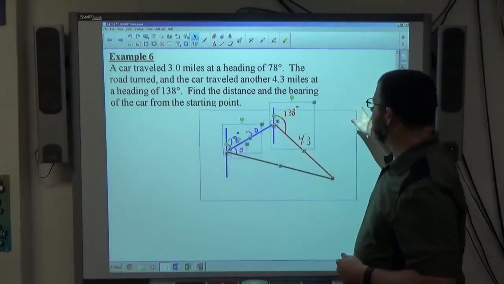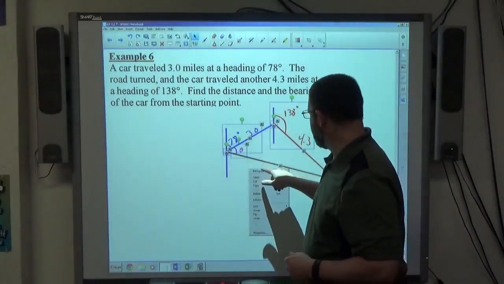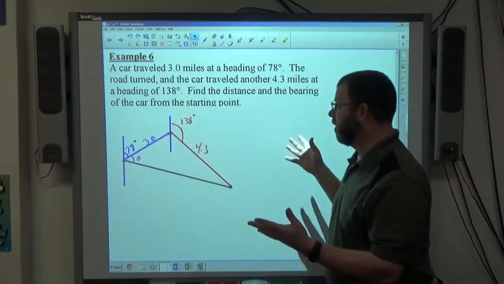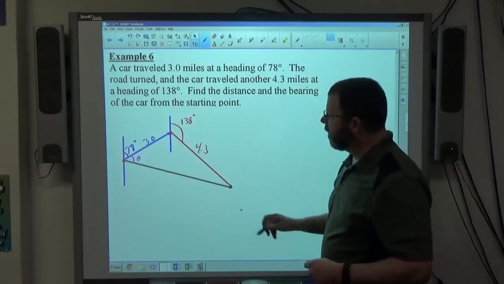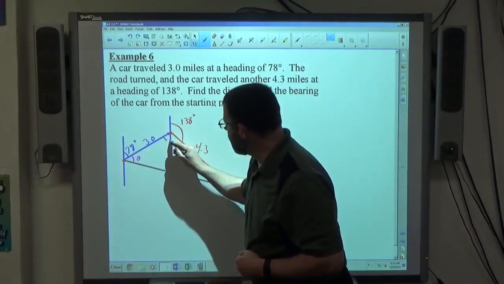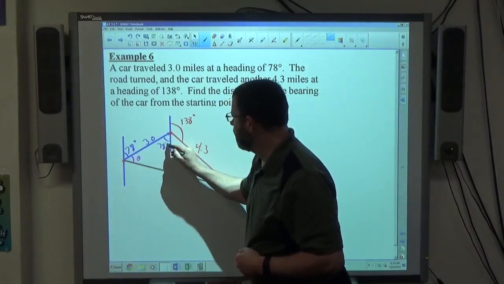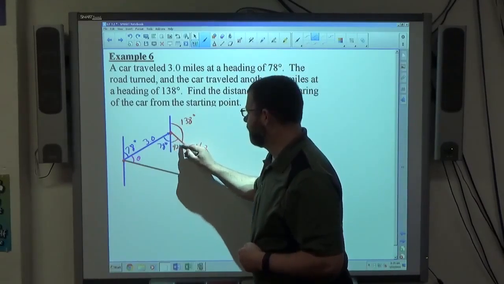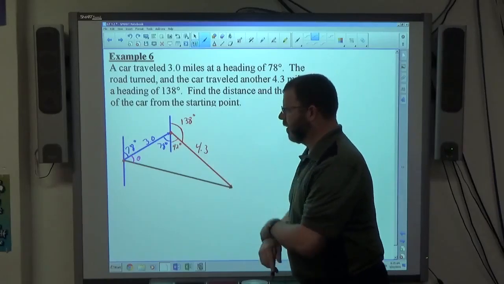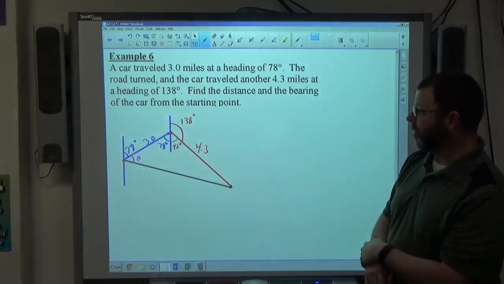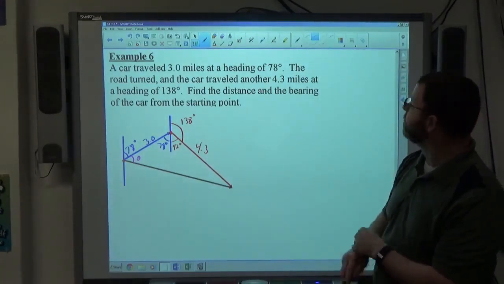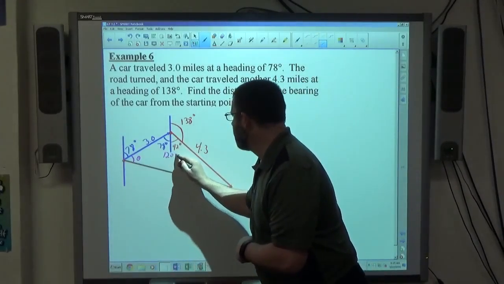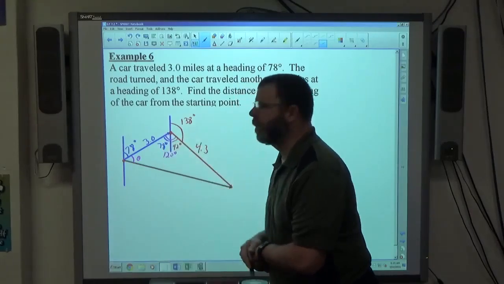So what we're going to look at and ask ourselves is, what information do we have here? What type of information do we know? First off, if that's 78 degrees in there, this has to be 78 degrees right here. And if this is 138, this would have to be 42. So altogether, we have the ability to get that angle in the middle of those two sides, which would be 120 degrees altogether. So 120 degrees is the measure of the whole angle there.